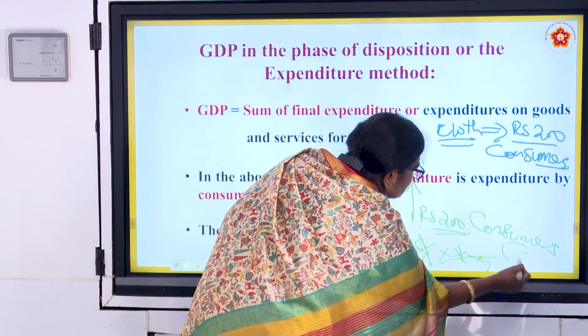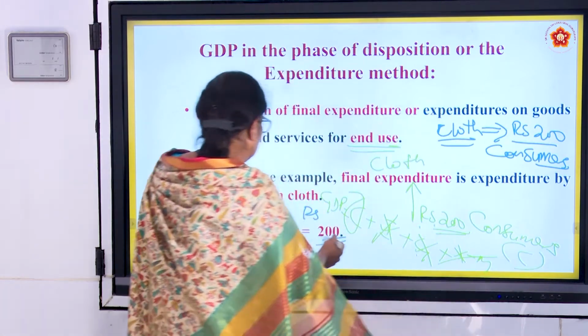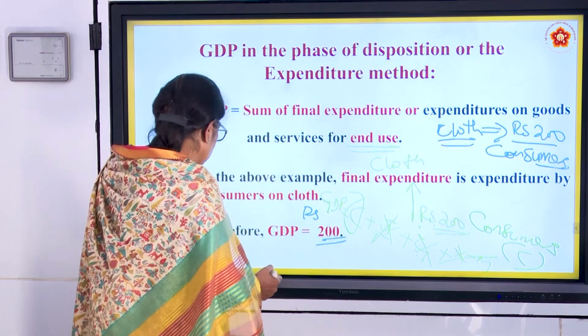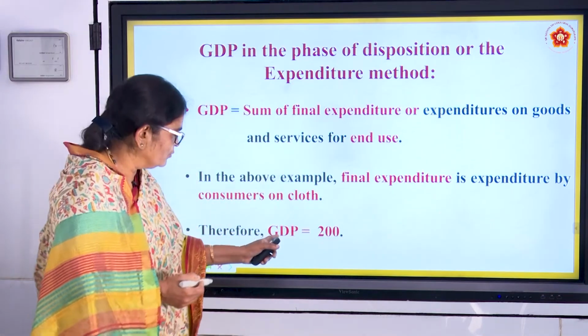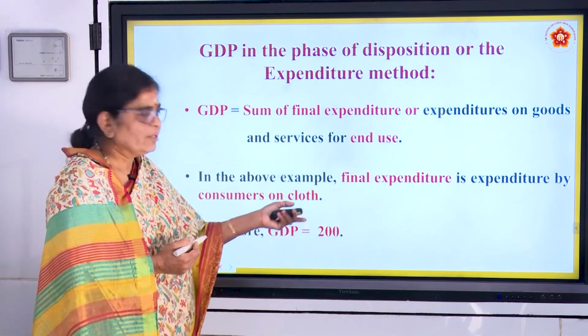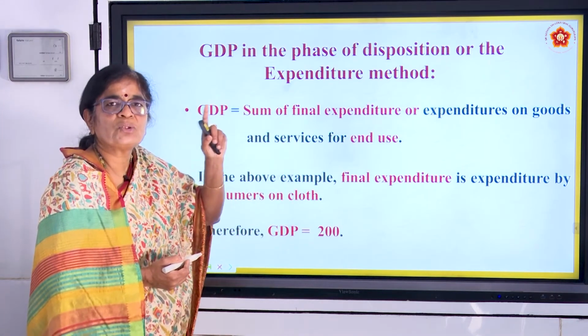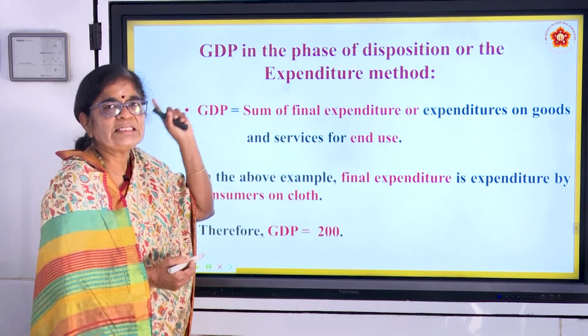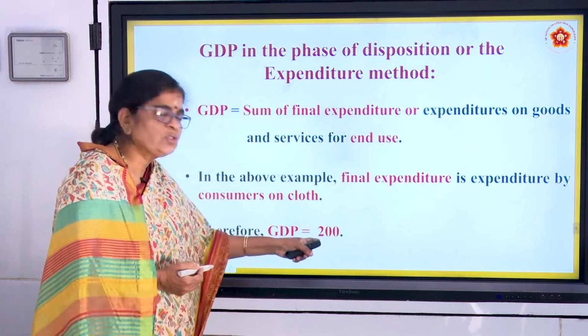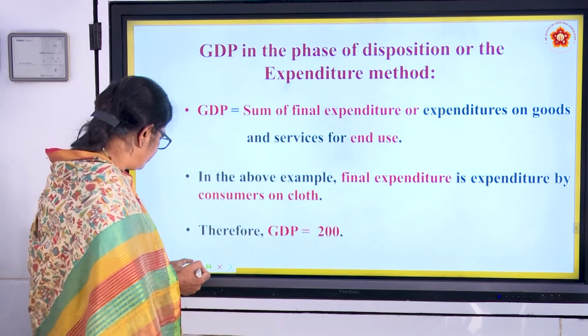That is what we say: C is equal to 200. Therefore, here the consumption expenditure is 200. Therefore, GDP is 200. You recall that in our value added method also, the total value added is 200. Here in the expenditure method also, GDP is 200.